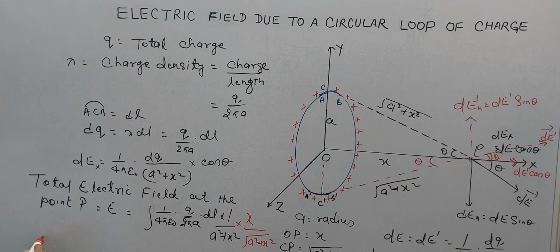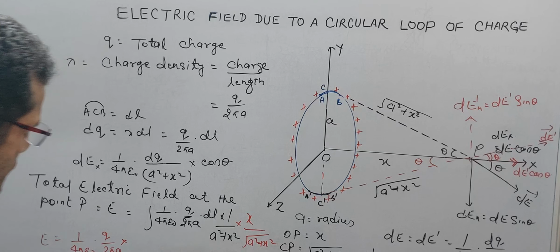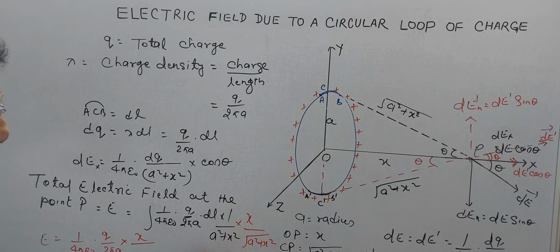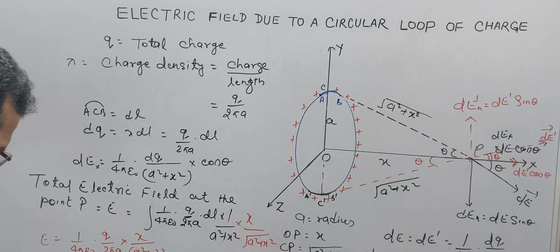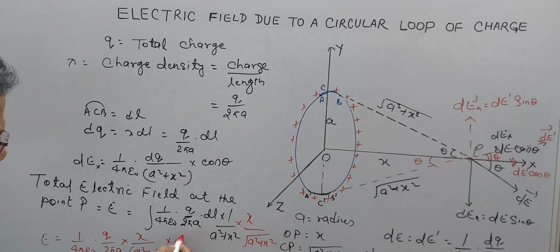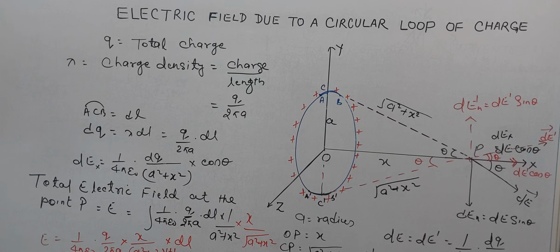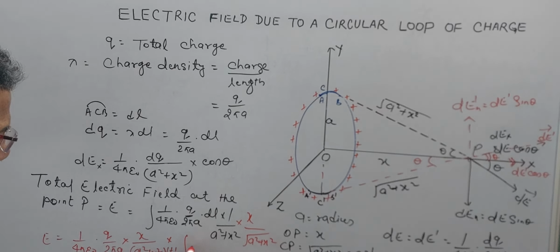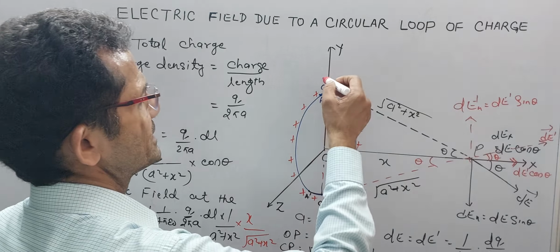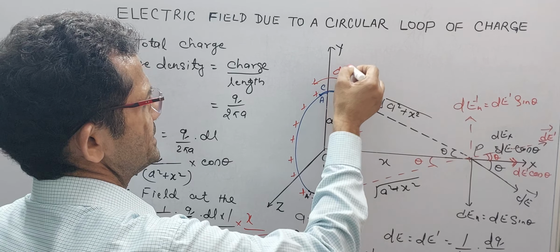Therefore the electric field will be 1/4 pi epsilon naught, q upon 2 pi a. q is constant, 2 pi is also constant, and this value is also constant, taken out of the integration. x divided by a square plus x square, its power is 1 plus half, which will be 3/2, and dl stays inside the integration. So integration of dl, this piece has the length of dl.